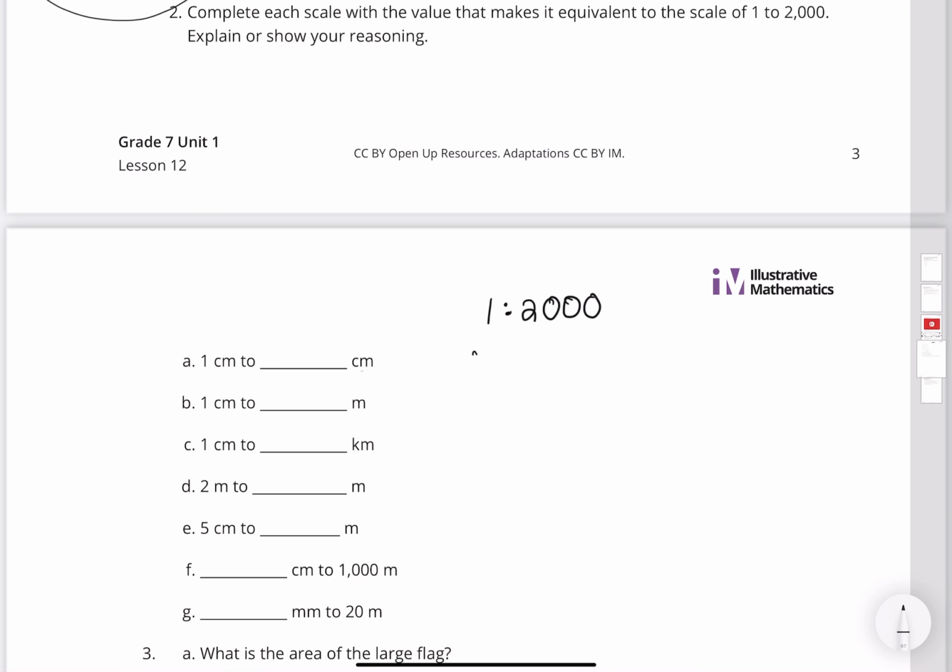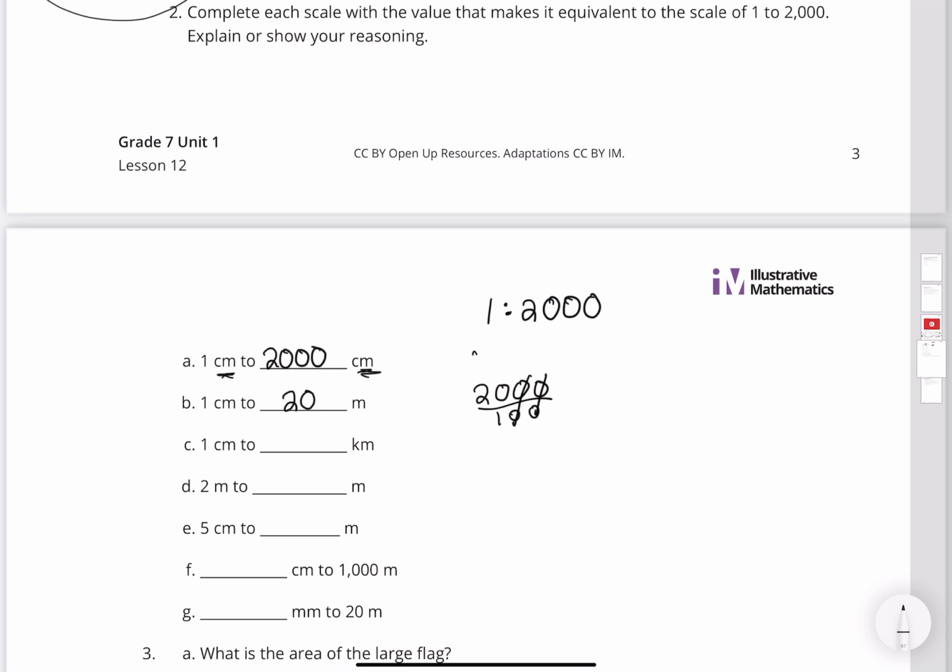So for part A, it says from 1 centimeter to blank centimeters. Well, if the units are the same, which I'm going to underline, we could say that this is also 2,000 centimeters. So 1 centimeter to 2,000 centimeters. Now, when I convert to meters, meters is a bit bigger than centimeters, right? So I need to divide 2,000 divided by 100. And I'm going to scratch those zeros out. This is like me dividing by 100. And this is going to be 20 meters.